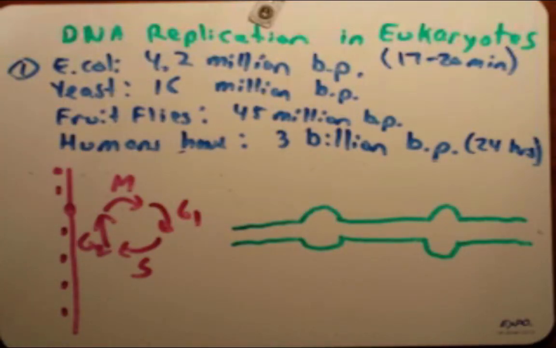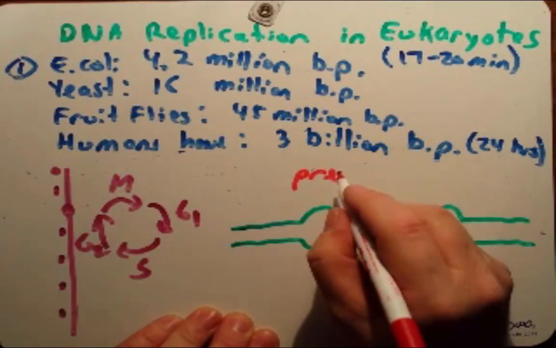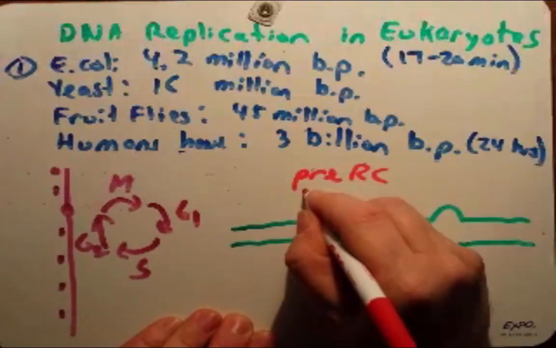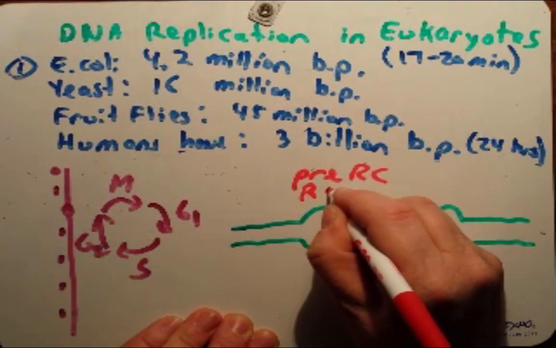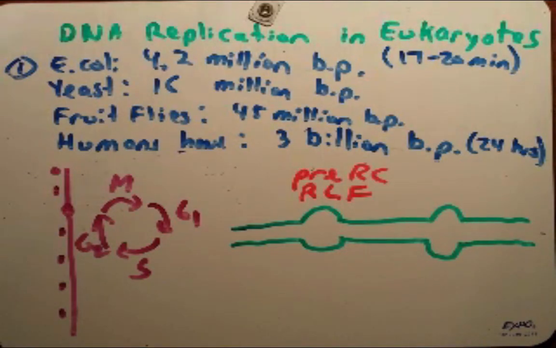Remember, the first problem was that the cell needed to know when to start replicating the DNA. And the cell does this by this very large complex of at least 14 different proteins. Your book calls it the pre-replication complex, or pre-RC. Some books call it, and I'm going to abbreviate it here, the replication licensing factor. Replication licensing factor, or RLC.